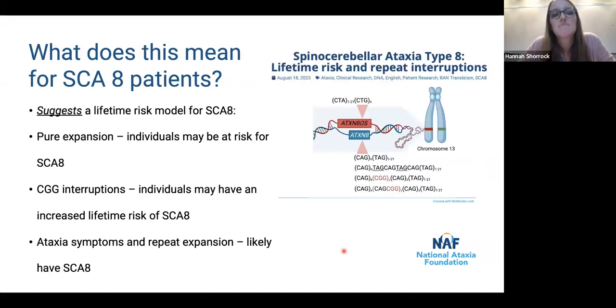So what does this actually mean for SCA8 patients? Well, together this really suggests a lifetime risk model for SCA8. So if you have a pure repeat expansion, so you have a pure CAG, the individuals may be at risk for developing SCA8 at some point during their life, but they may not. If individuals have these CGG interruptions within their repeat expansions, they may have an increased lifetime risk of developing SCA8. And so that's what we saw in this one study with this large cohort.